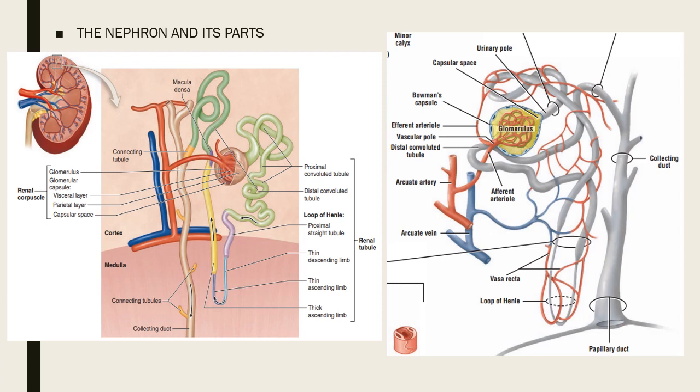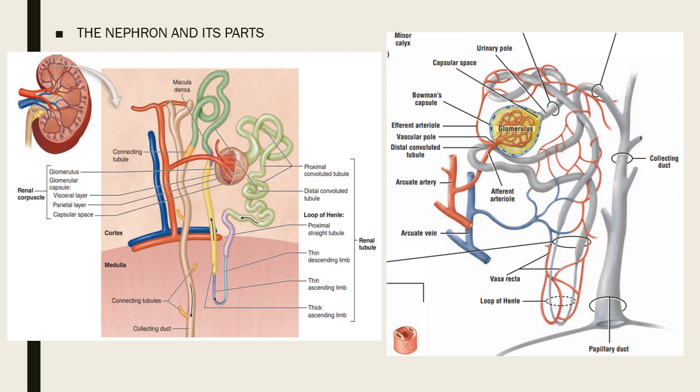They are primarily located in the cortex and function for tubular reabsorption and secretion. While your juxtamedullary nephrons have loops of Henle that extend into the medullary region, and they function for urine concentration.